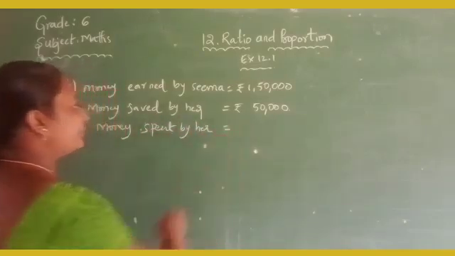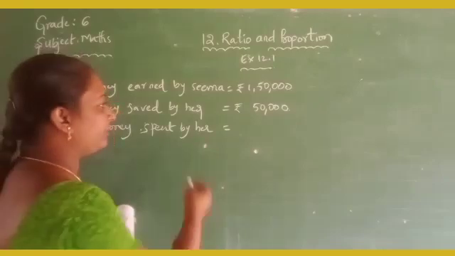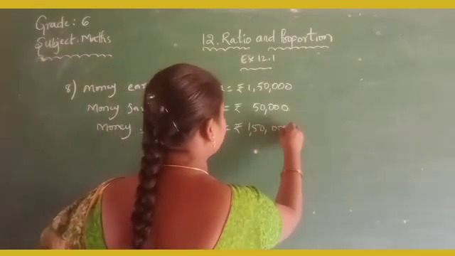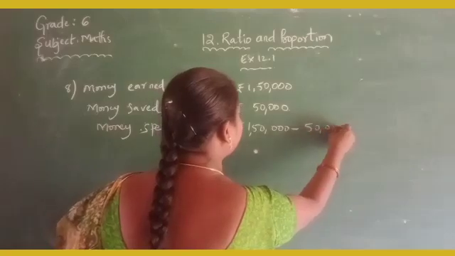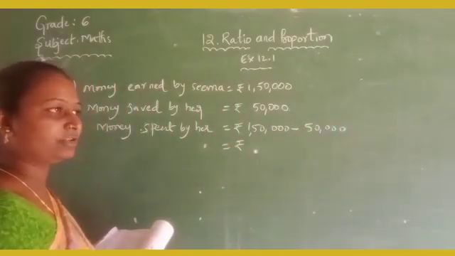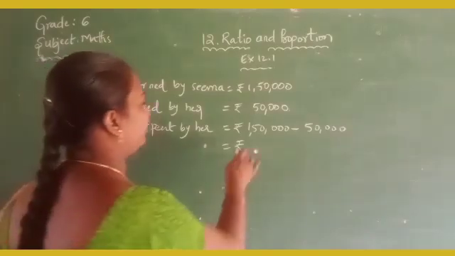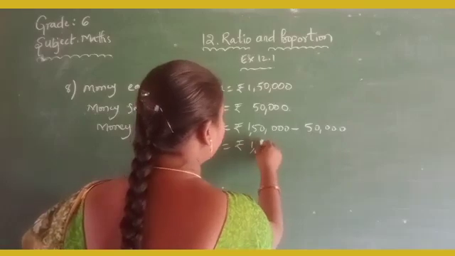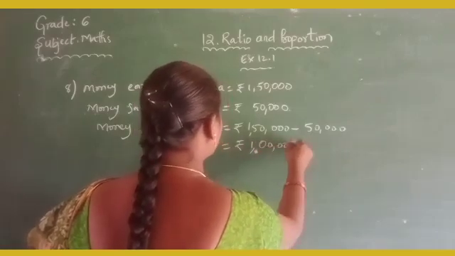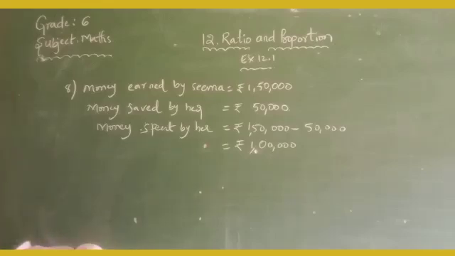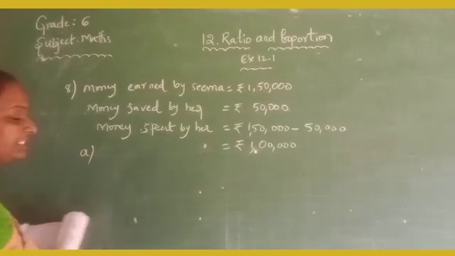For the spending amount, we have to subtract the saving amount from the total amount. So then we can get the spending. How much amount does she spend? 1,50,000 minus 50,000 rupees. Subtract, you will get 1,00,000. So that is 1,00,000 rupees Seema spent.